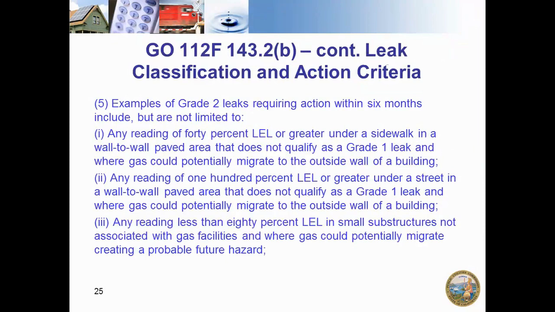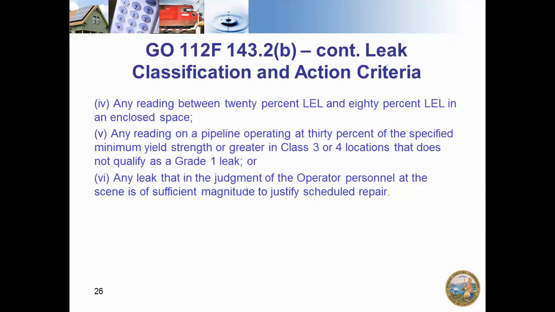Some examples: any reading of 40% LEL or greater under a sidewalk in a wall-to-wall paved area that does not qualify as a grade 1 leak and where gas could potentially migrate to the outside wall of the building. Any reading of 100% LEL or greater under a street in a wall-to-wall paved area with potential for migration. Any reading less than 80% LEL in small substructures not associated with gas facilities and where gas could potentially migrate, creating a probable future hazard.